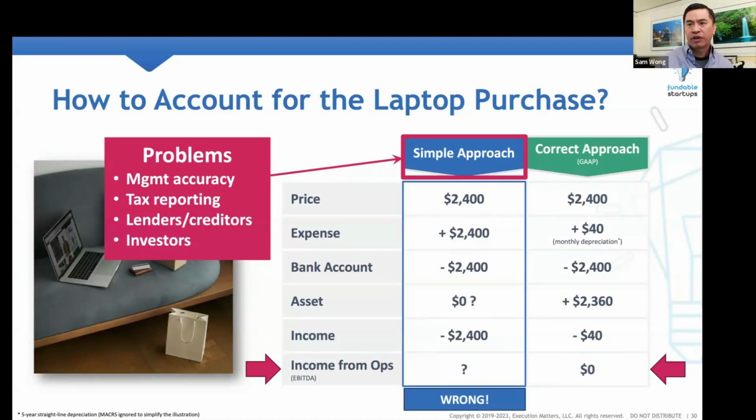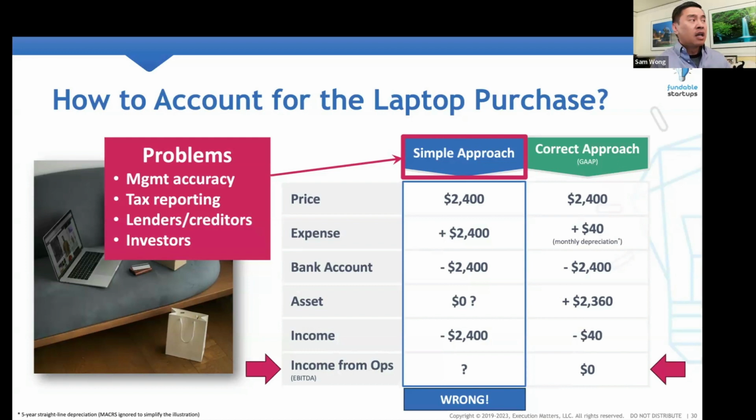The tax reporting is wrong. Once you file your end of year tax return based on the financial statements, you're going to actually be making false statements to the IRS because you did not comply with proper depreciation. We're not getting into advanced depreciation concepts like MACRS, okay? We're just doing simple straight line depreciation.